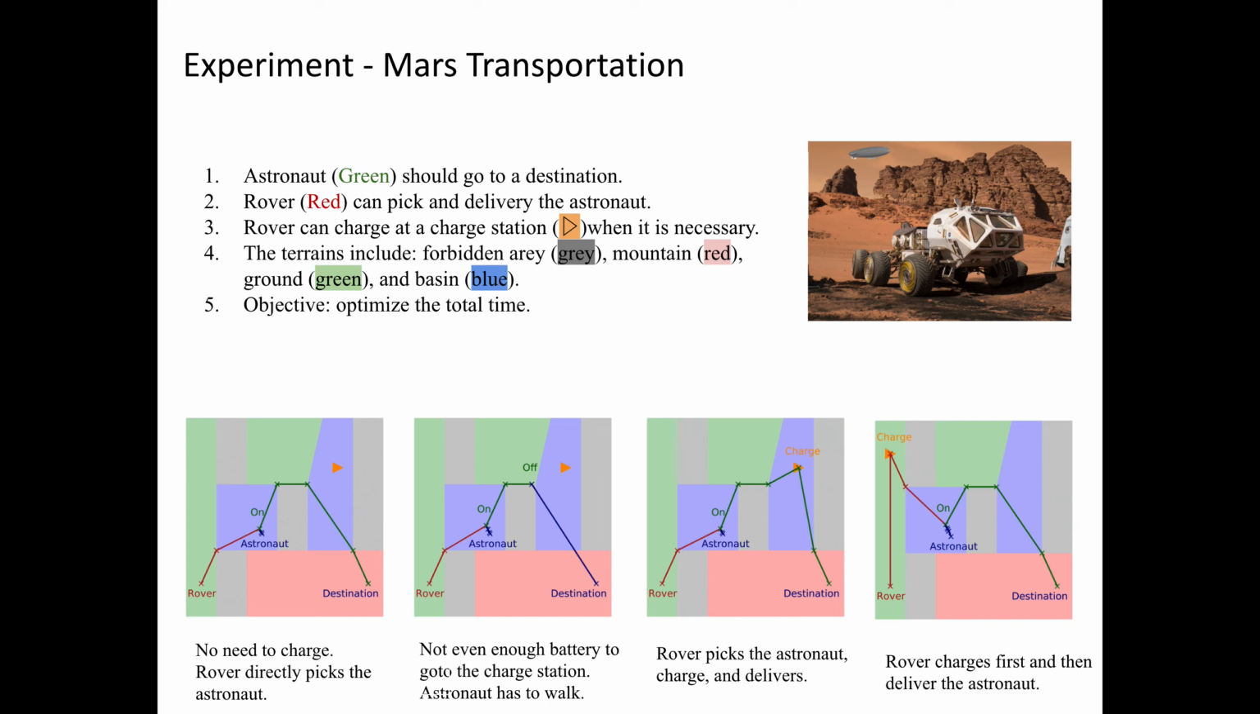We test 4 instances. In the first instance, the rover has enough battery and does not need to charge, so the rover can directly pick up the astronaut and deliver it to the destination. In the second instance, the rover does not even have enough battery to go to a charge station, so the astronaut has to walk from the middle. In the other instances, the rover has enough battery to go to a charge station, but not enough for the whole trip, so they charge along the way for delivery.